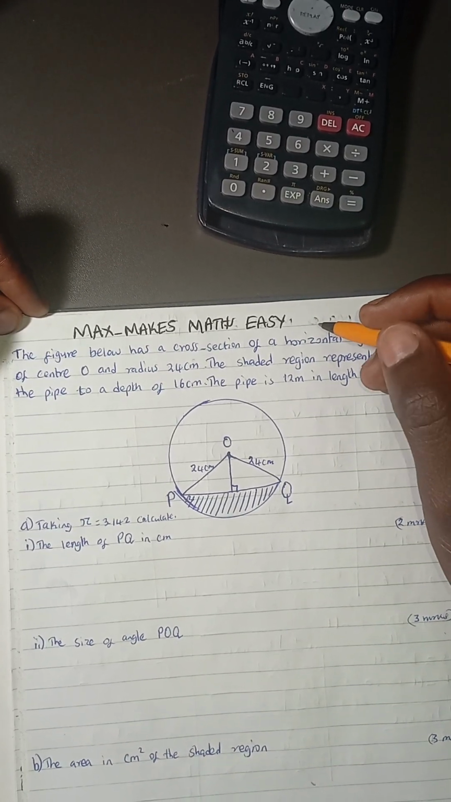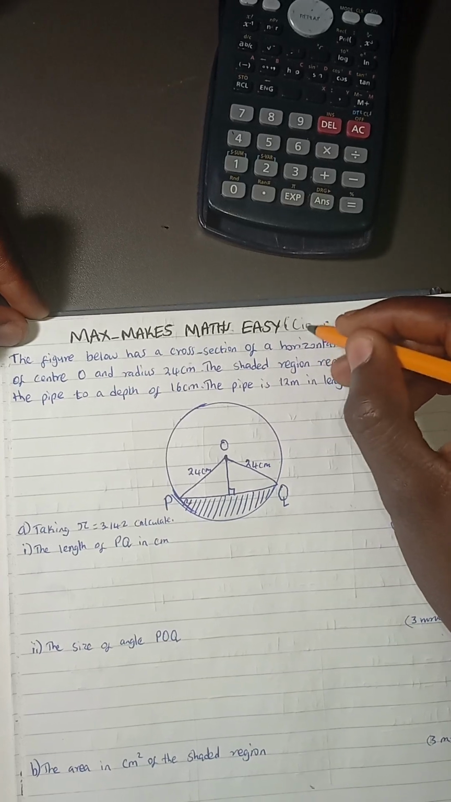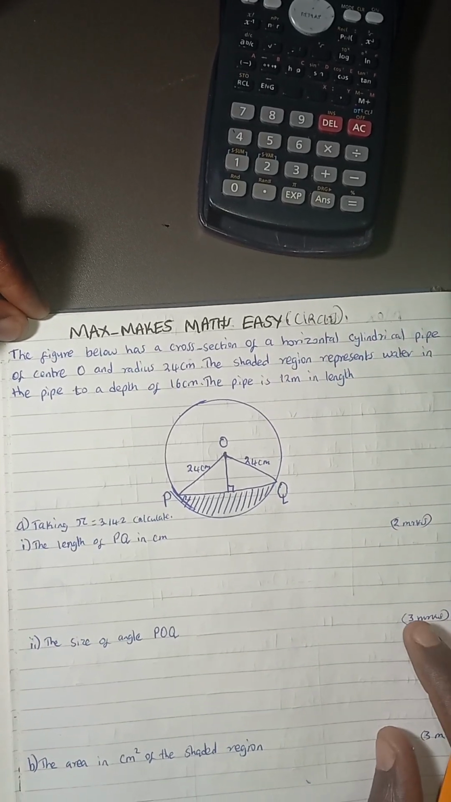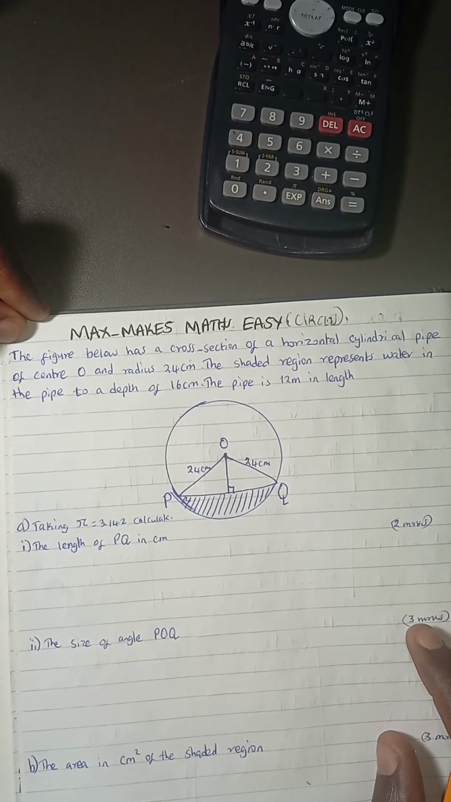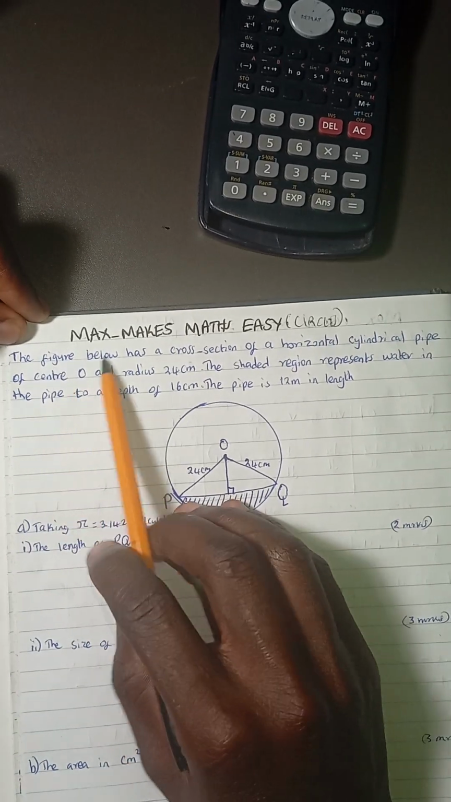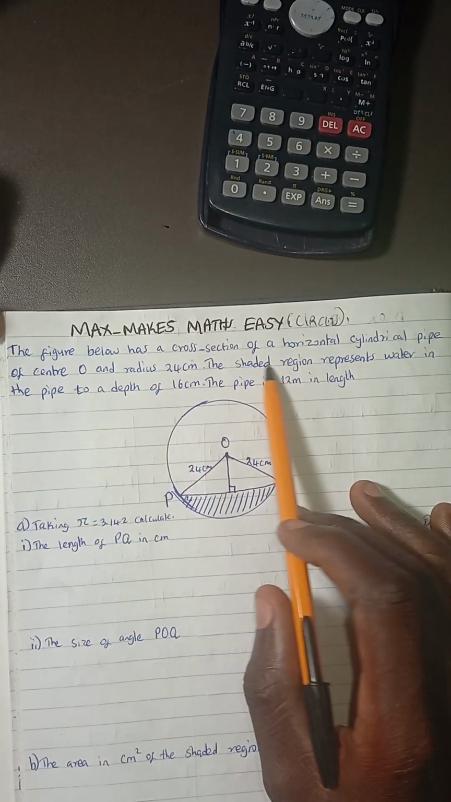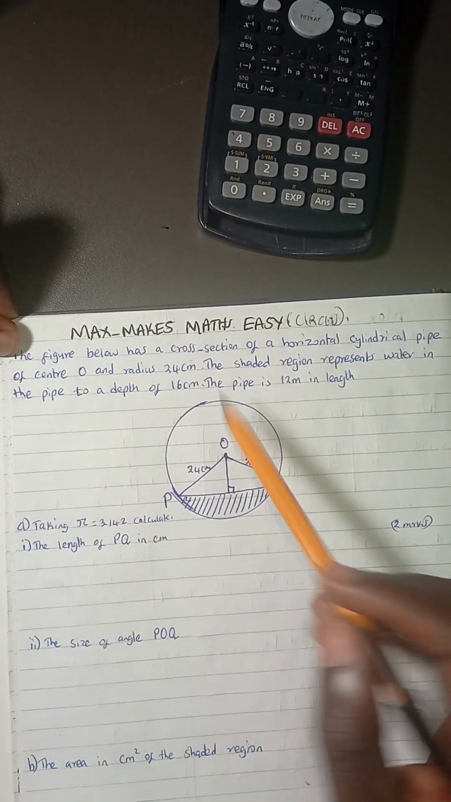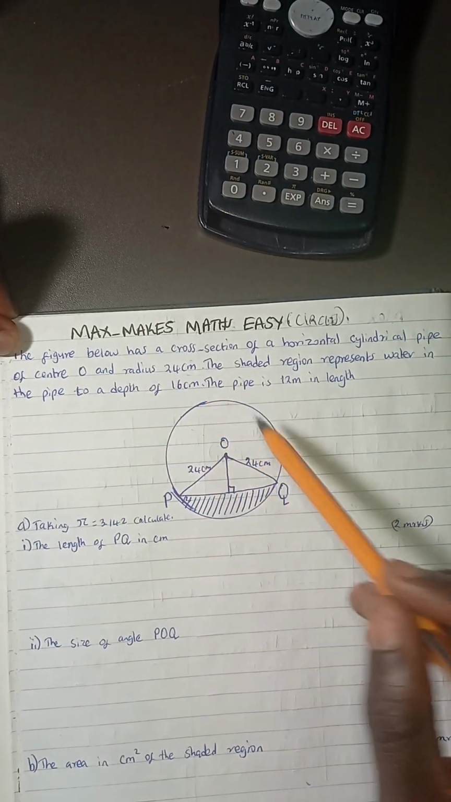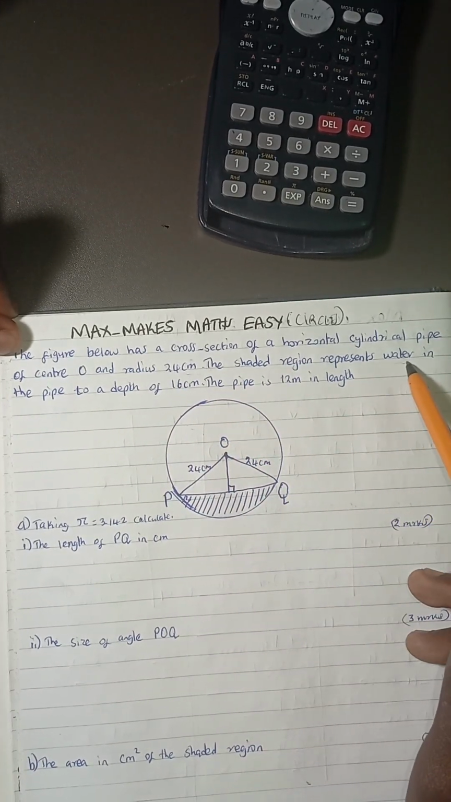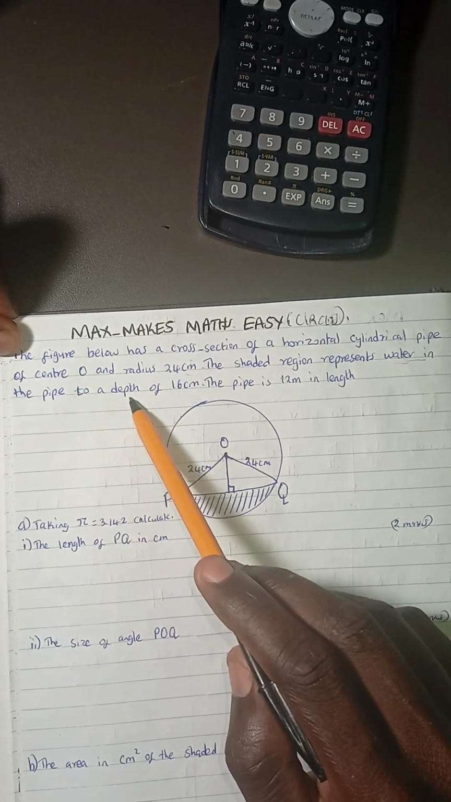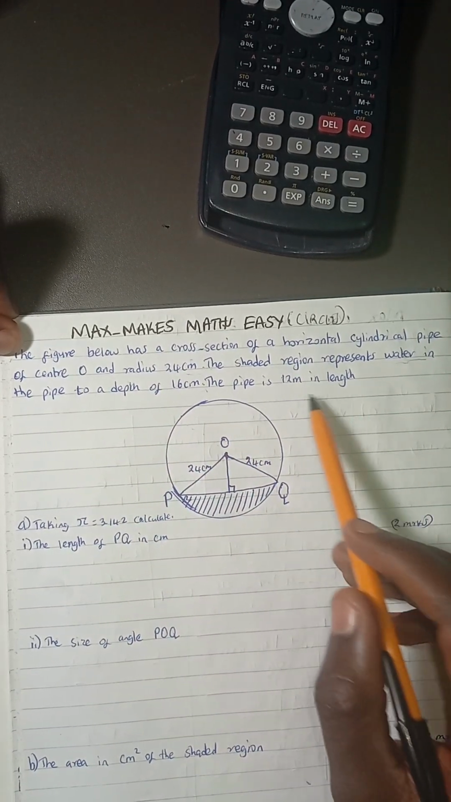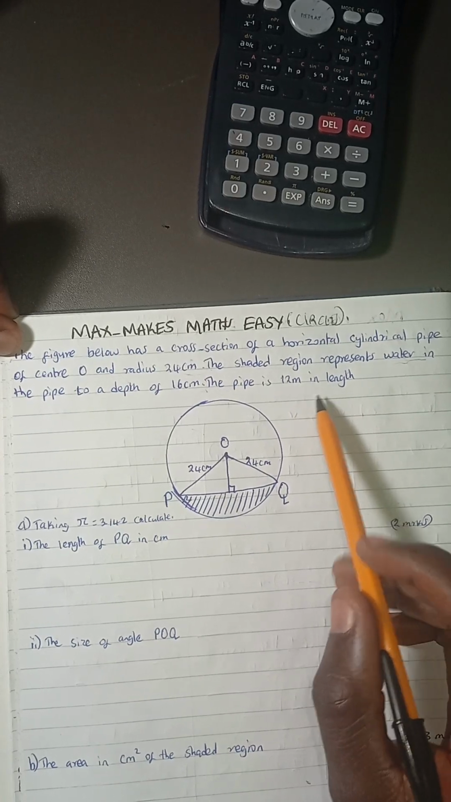Today we are going to do a question on, I think it's circles and its applications. The question reads, the figure below has a cross section of a horizontal cylindrical pipe of center O and radius 24 centimeters. The shaded region represents water in the pipe to a depth of 16 centimeters. The pipe is 12 meters in length.